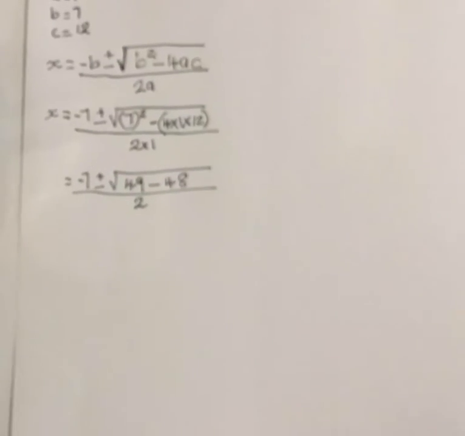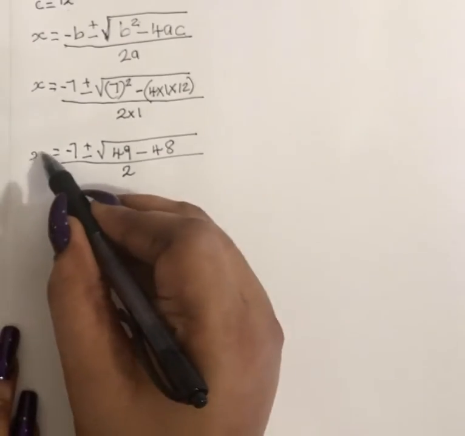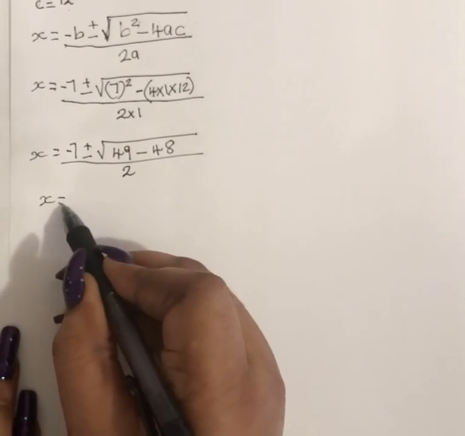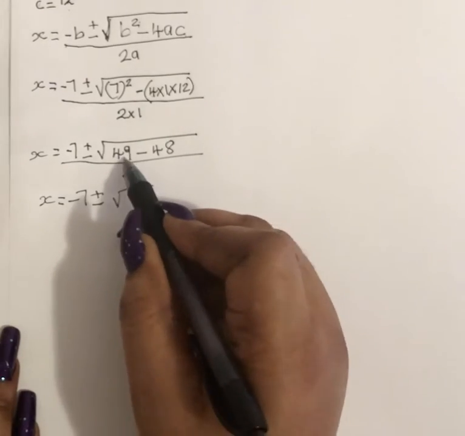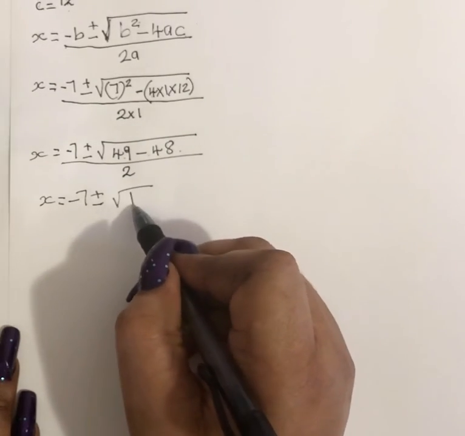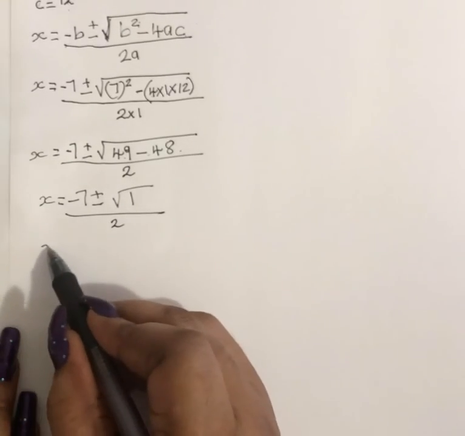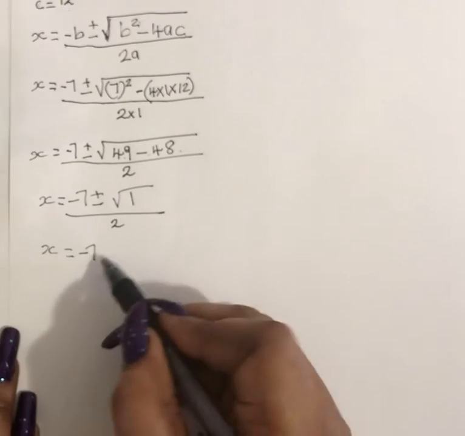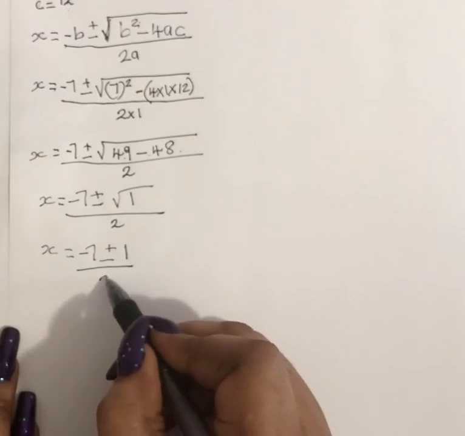I trust that you're with me. It's pretty straightforward. Okay? We go under our root again to simplify. 49 minus 48 leaves us with 1. Now we can come a little closer. The square root of 1 is 1.